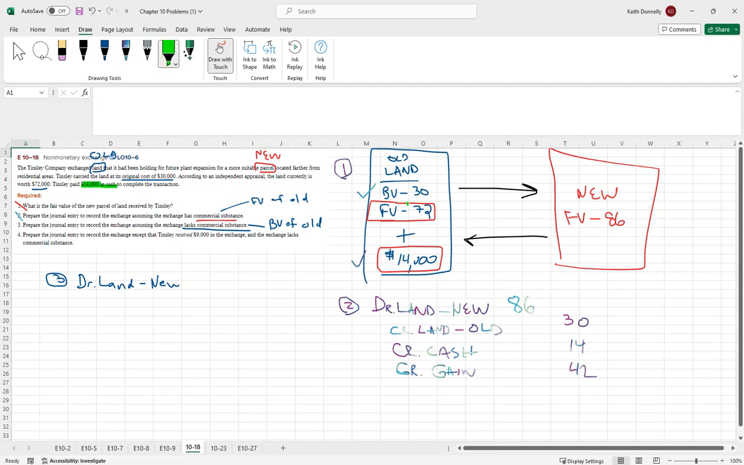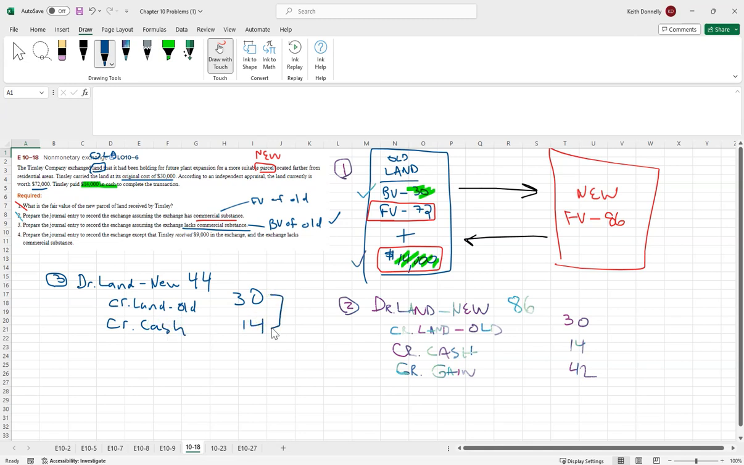And in this case, we're going to take the 30, that's the carrying value, and then 14. The carrying value of the cash and the fair value of the cash is the same. It's different for the land. So 30 plus the 14 gets us to 44. We're using the old. Then we'll get the old land, so credit land old. We got to get that off the books for 30, and then we're going to credit cash for 14.